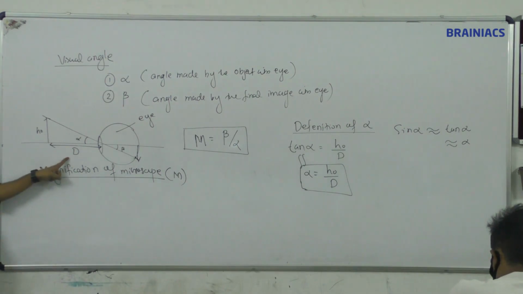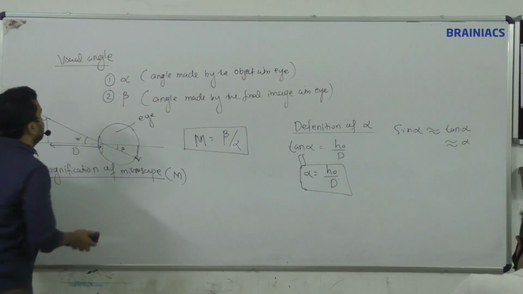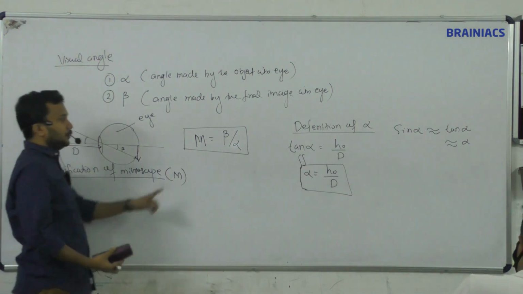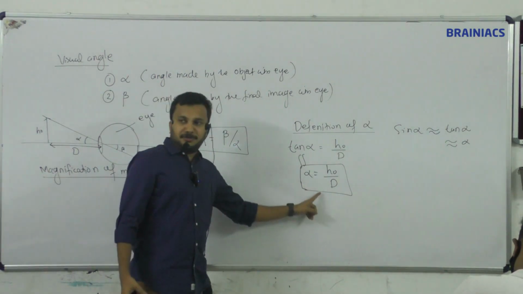Mark in this diagram the least distance of distinct vision D. Tan alpha is approximately equal to alpha, and alpha is h0 by D. This is a standard equation. These two, which I am keeping in the box, you have to remember.